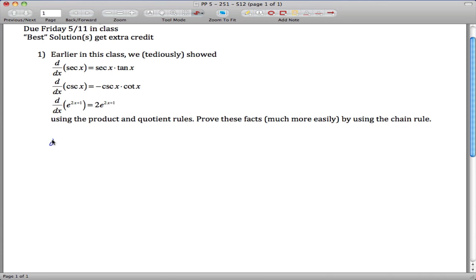So what we'll do here is first we're going to find the derivative of secant of x. And what we're going to note is that secant of x is the same as 1 over cosine of x. Another way to think about that is it's the derivative of cosine of x raised up to the -1 power. So if you think about secant in these terms, it's a little bit easier to figure out because now we can use the chain rule.